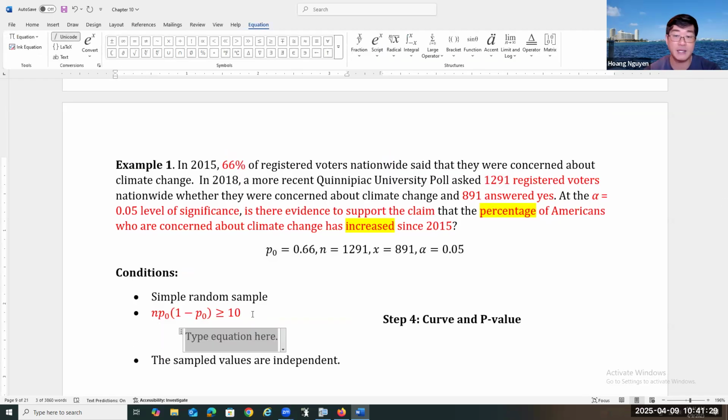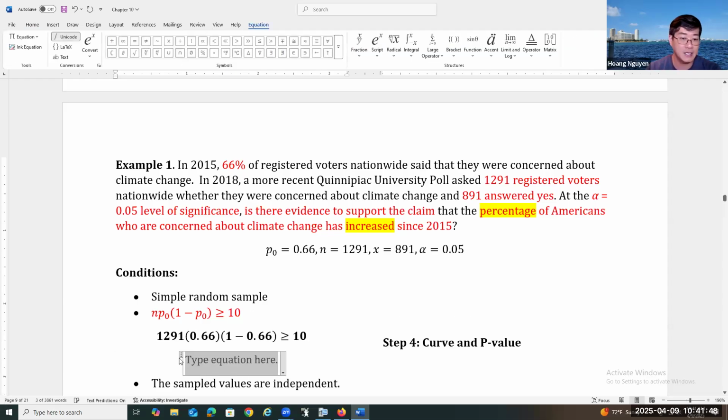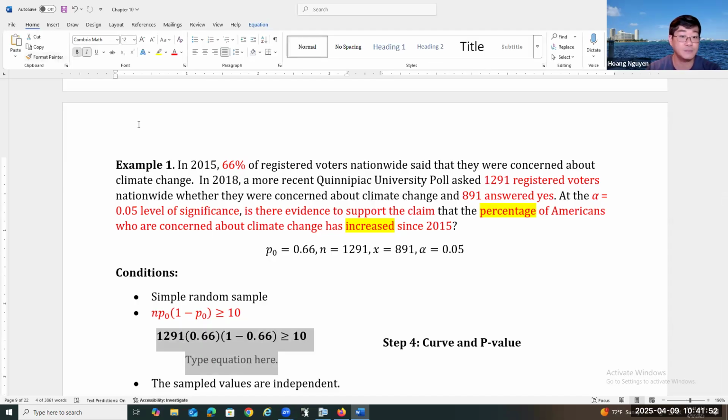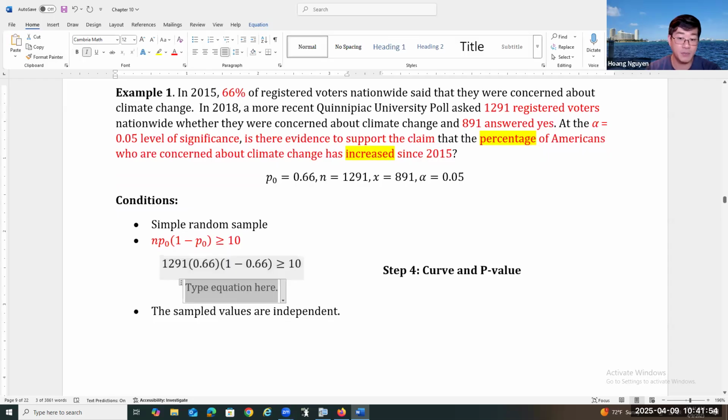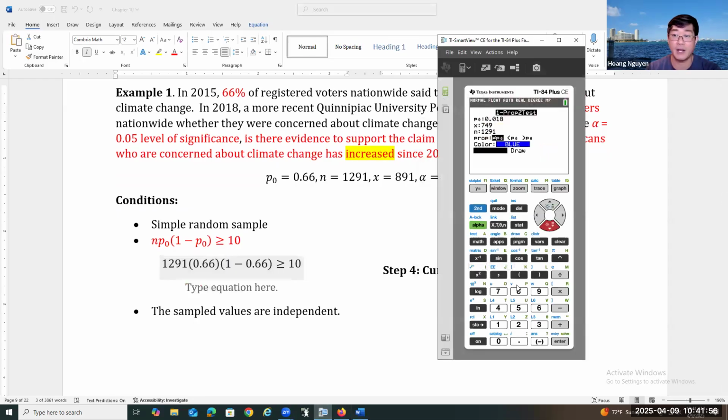You want to make sure that n times p0 times 1 minus p0 has to be more than or equal to 10. The sample size n is 1,291, and p0 is equal to 0.66, and then we have 1 minus 0.66. You want to make sure that this calculation is more than or equal to 10. Is it? We have to find out, so let's use a calculator to multiply this.